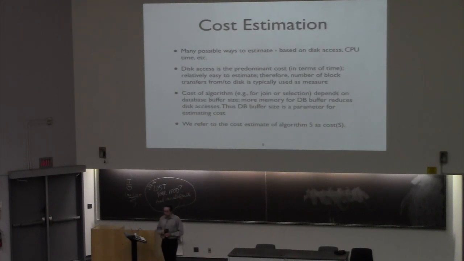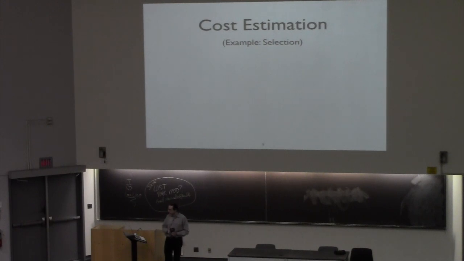Just as a piece of notation, given a particular algorithm, we're going to call that the cost of that algorithm. Also note that there's a number of different metrics that we can use. The I/O cost is one specific metric, but you could also measure it in terms of number of tuples processed, CPU time, or well, those are the big ones. So keep that in mind.